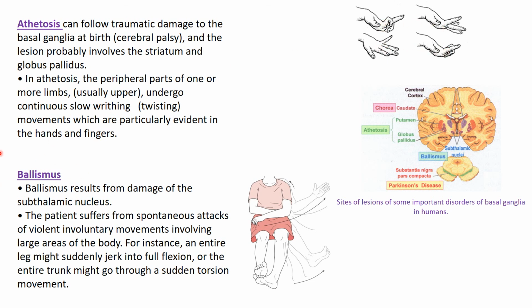The last lesion is ballismus, which is usually caused by damage of the subthalamic nucleus. It is characterized by spontaneous attacks of involuntary movements involving large muscles or large areas of the body, and this can disturb the subject's equilibrium. It usually appears as a sudden jerky flexion or extension of a limb.